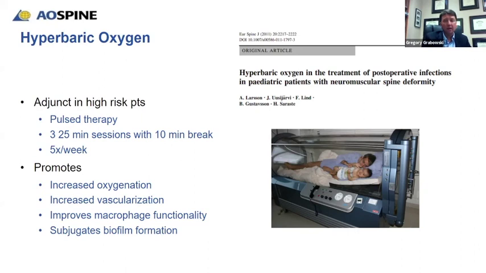And the thought of how hyperbaric oxygen works is it ultimately promotes increased oxygenation to the site of the infection, increases vascularization, and improves macrophage functionality, and ultimately also subjugates biofilm formation. So again, I don't think of that as a frontline treatment, but when you're talking about something where, gosh, I need to throw the kitchen sink at this to really get this to heal because I'm very concerned about this high-risk person, this is what you would be looking at.